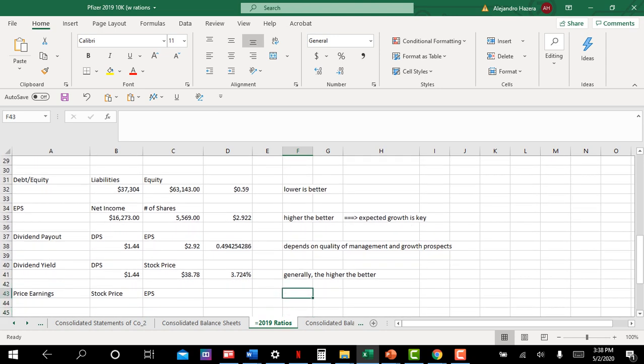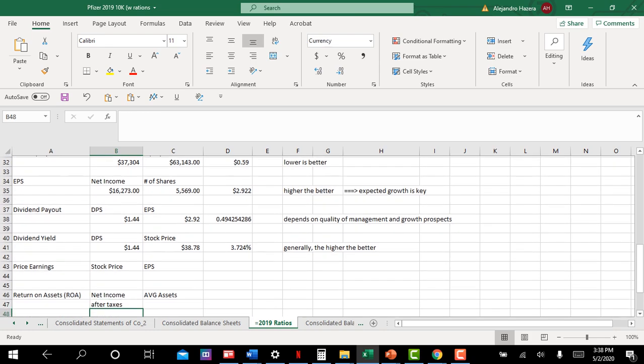Okay, the final of these ratios, and I'm going to go back to the slideshow here. This is an incredibly important ratio, and I'm just going to tell you the theory behind this ratio because it is a finance-based ratio.